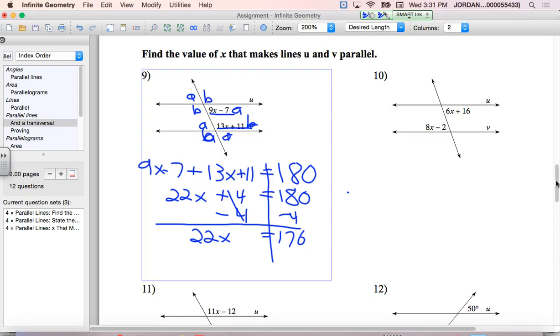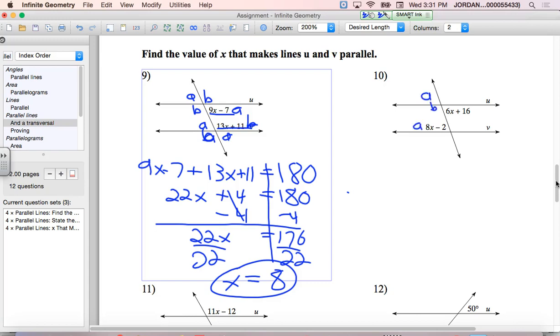All right, then the last step we've got to do is take 22x and divide it by 22. Of course, we divide 176 by 22. And 176 divided by 22 gives us 8. So x would have to be 8 if it says find the value of x that makes lines U and V parallel. If x is 8, then we know that the two lines U and V are parallel. All right, number 10.